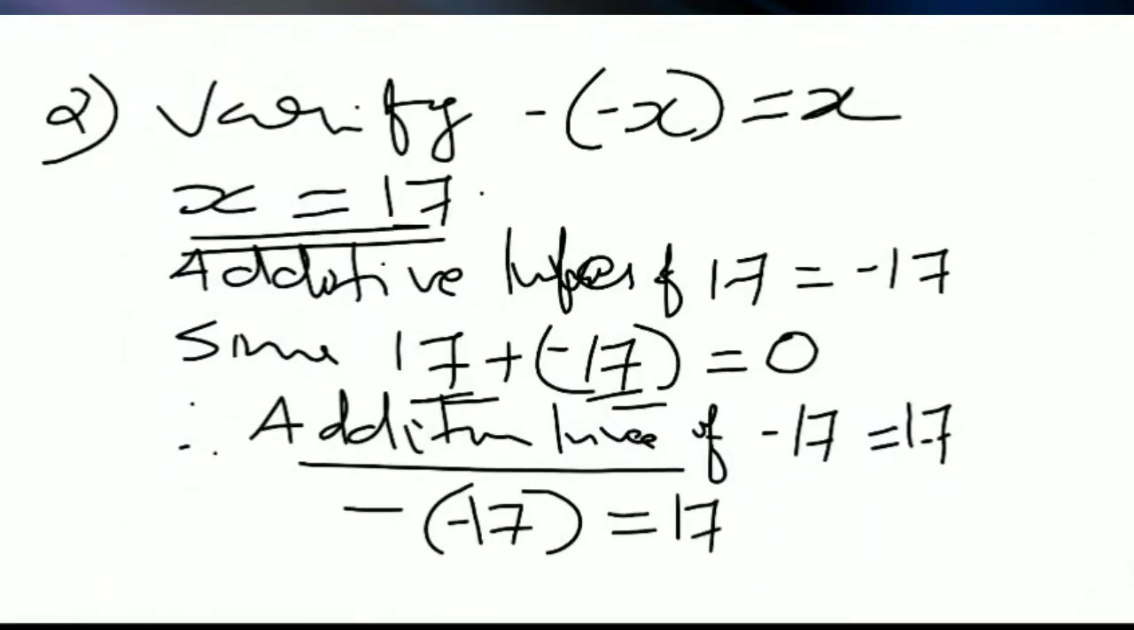So what is x? x equals 17, and the value of 17 is x only. So hence we verified that −(−x) = x.